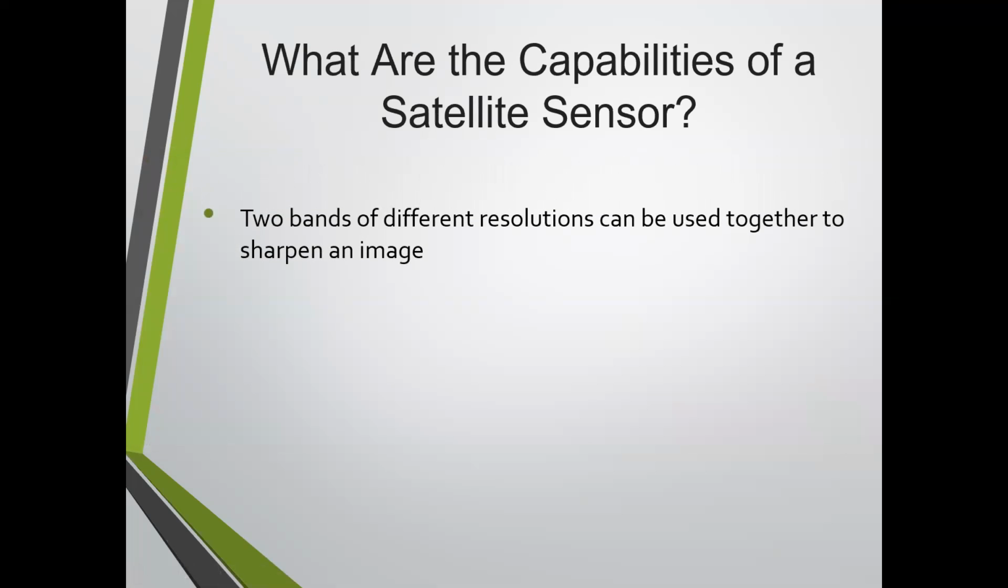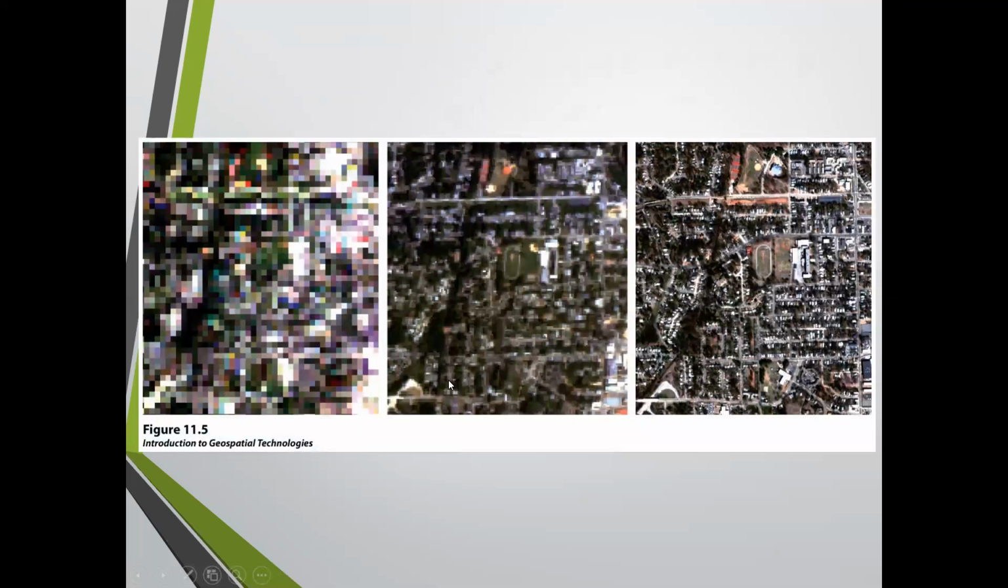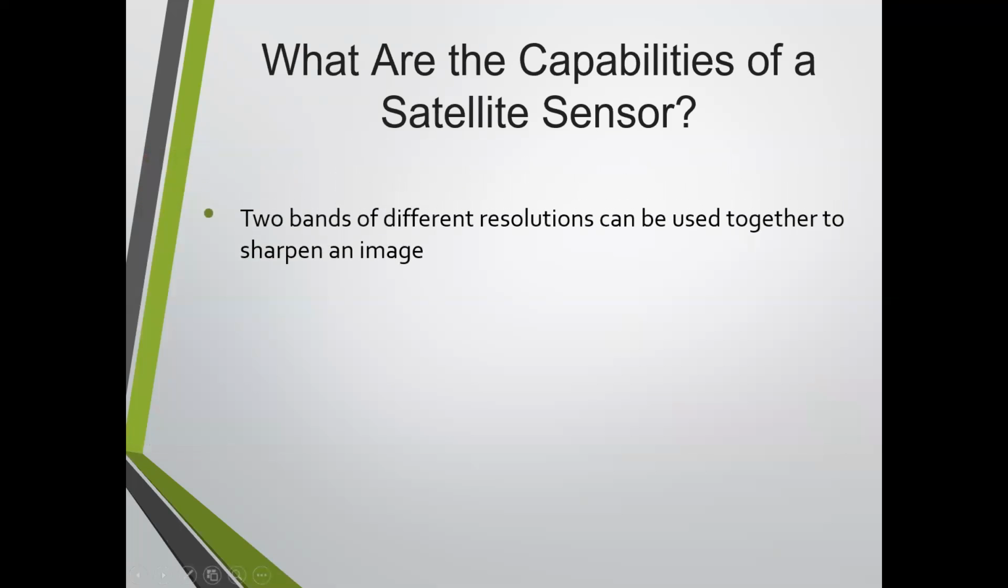So if we take 2 bands of different resolutions and stitch those together, then we can do what's called sharpening that image. Let's go back to this. You could take something like maybe this resolution and this resolution and mix them to get something like that. So it's a possibility, and that process is what we call pan sharpening.